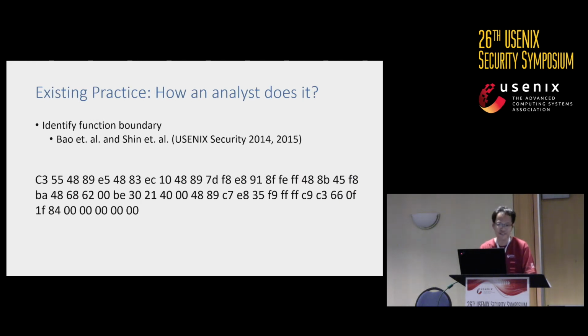Well, the first step to function recovery is to determine where the function is. The function boundaries define the actual size and content of the function, on which the analyst can base their analysis. Here, the analyst can make use of intuition and heuristics to identify said boundaries, like function prologues and epilogues. Bao et al. and Shen et al. have also shown how machine learning can be used to identify these function boundaries.